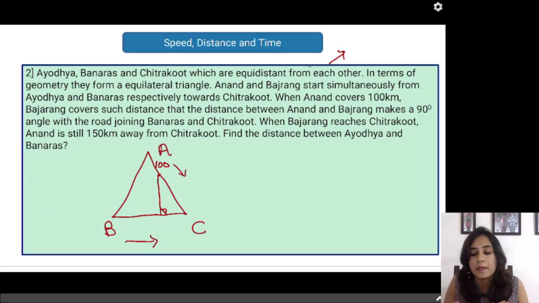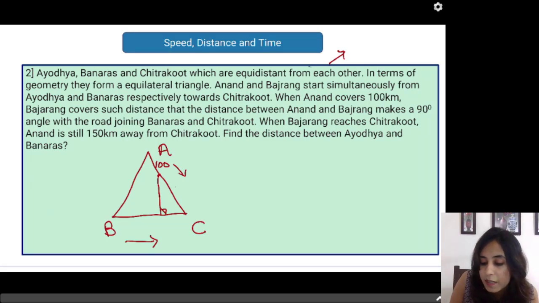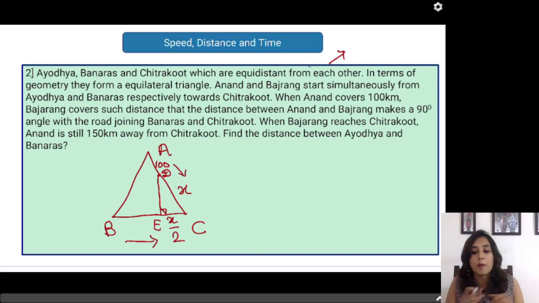Now let this point be D. One property is that if the distance DC is X, then the distance EC is going to be X by 2. This is a property of an equilateral triangle: when you draw a perpendicular, the hypotenuse is going to be twice that of the right angled side. So DC is going to be 2 times that of EC. I have explained this property so that it will be easy for you to solve, and your time starts now.